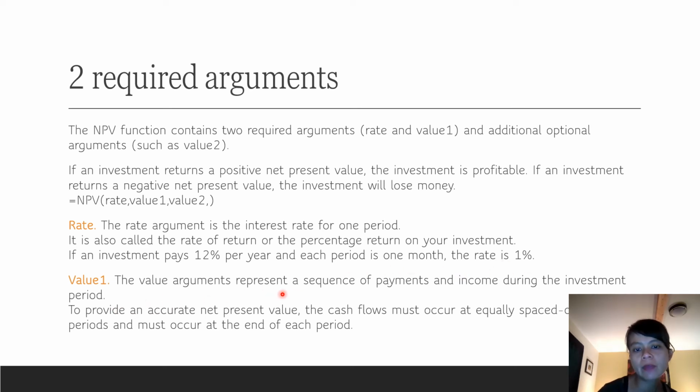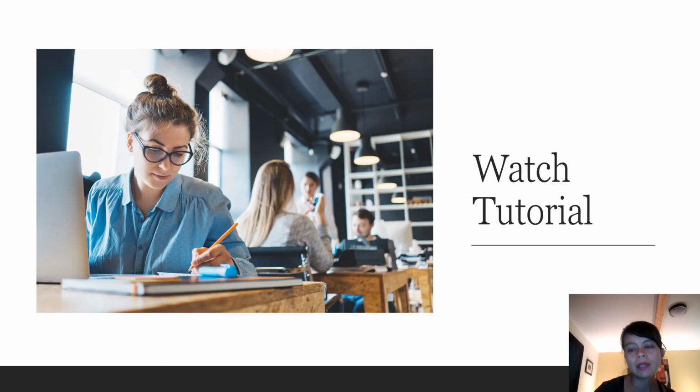Okay, the value arguments represent a sequence of payments and income during the investment period. To provide an accurate NPV, net present value, the cash flows must occur at evenly spaced intervals and must occur at the end of each period. Now please watch the video tutorial to learn how to do NPV functions.